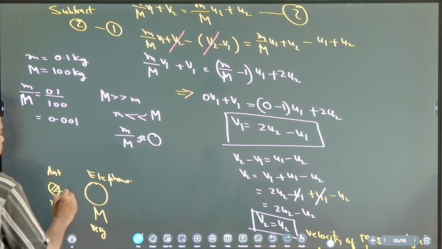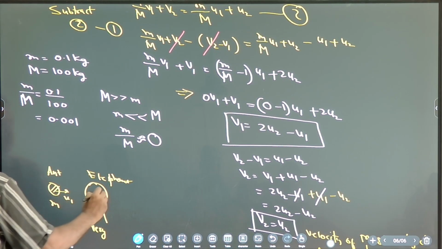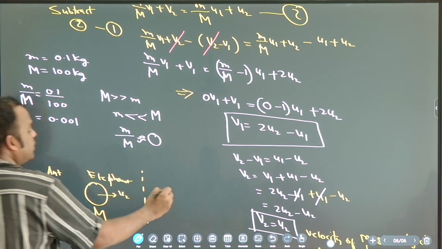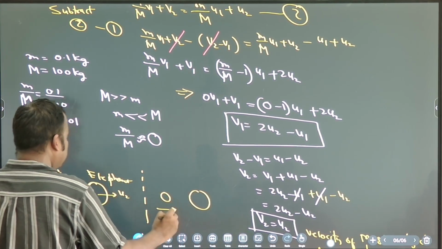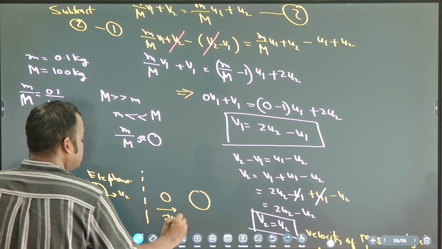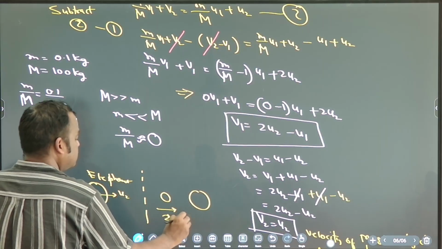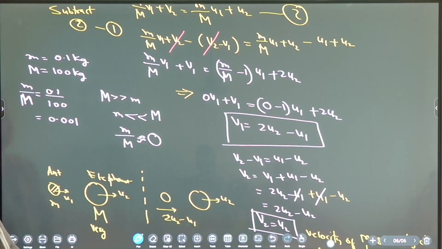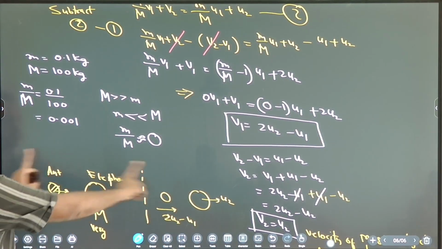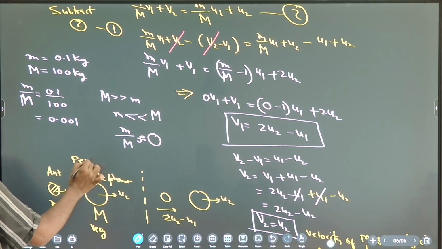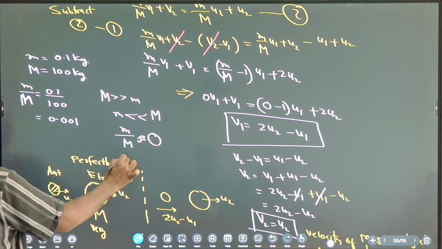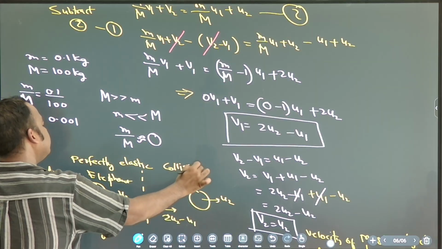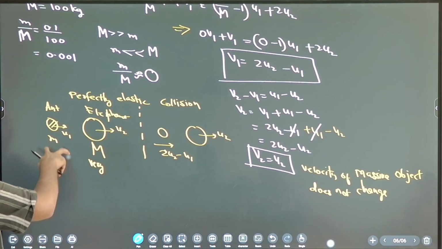So the velocity of the light object is U1, the velocity of the massive object is U2. This is before, and after, the light object is 2U2 minus U1 and the very massive object is U2. Note down. Memorize this diagram. This is a perfectly elastic collision. Okay, clear?